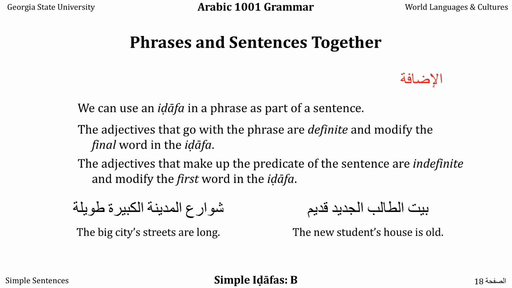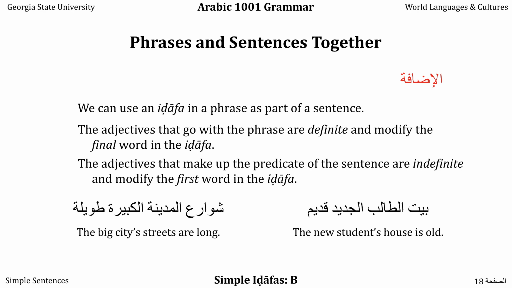Bayt at-talib al-jadid qadim. Al-jadid modifies at-talib because it's definite. Qadim modifies bayt because it's the predicate of the sentence and therefore modifies the first word. Keep in mind that bayt here is definite because it's part of an iḍāfa, even though it doesn't look definite. Same thing in the second example.